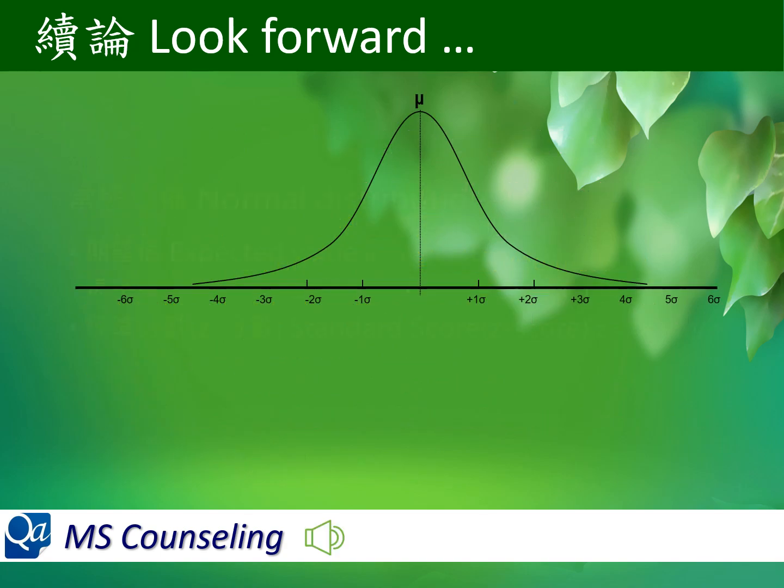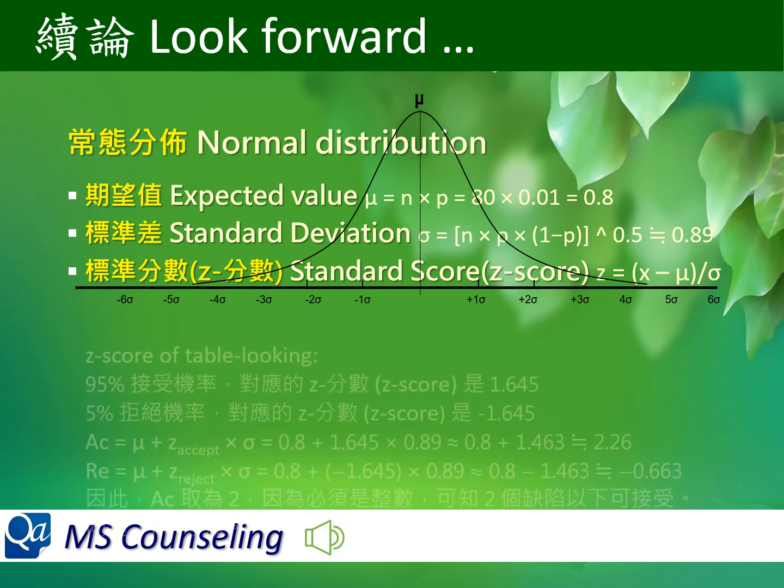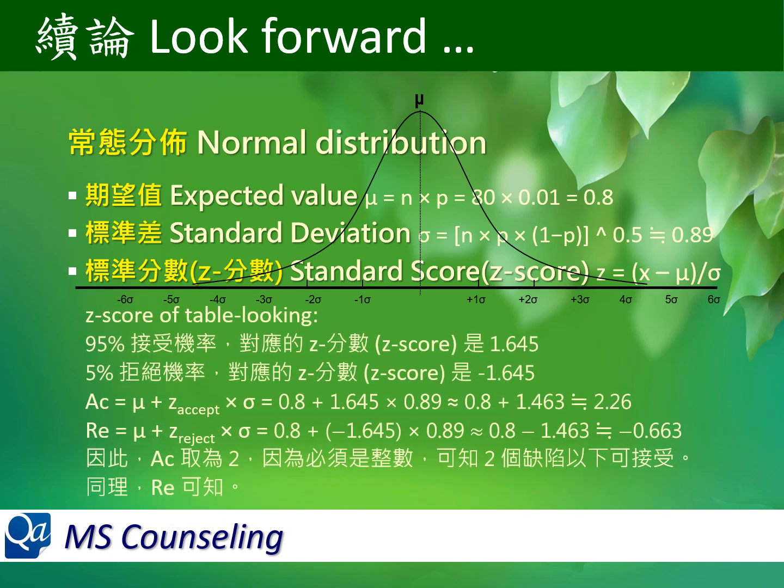Let's look at this example calculated using a normal distribution. Firstly, we look up the Z-score table and find that 95% acceptance probability corresponds to a Z-score of 1.645, and 5% rejection corresponds to minus 1.645. AC equals mu plus Z times sigma equals 2.26 and RE equals minus 0.663. Therefore, AC is taken as 2, because it must be an integer, knowing that 2 defects are acceptable. And the same way, RE can be known. From this introduction, we can see that the acceptance criteria are based on the acceptance and rejection quantities obtained by following the reasonably set risk or risk rate.